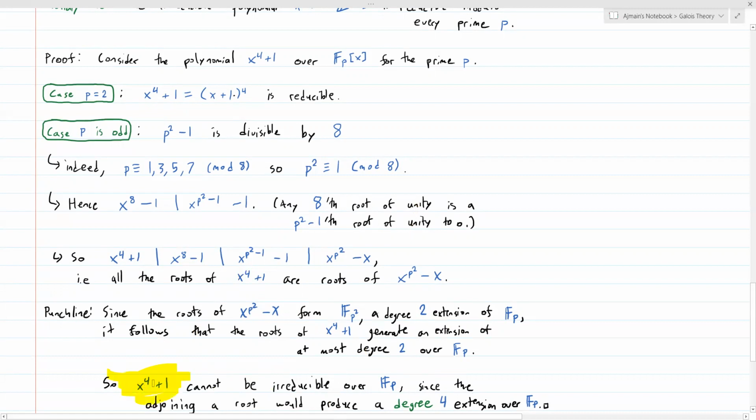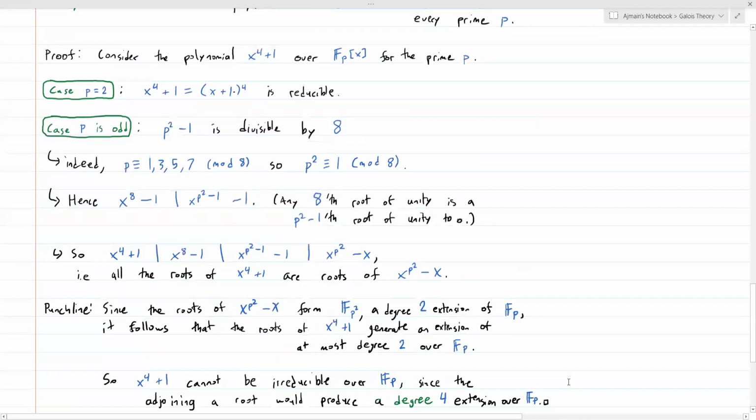So in this case, if it were irreducible, the degree of the extension would have to be the degree of this irreducible polynomial, which is 4. But we just showed that if you adjoin all of the roots, not even just one, you would get a degree of at most 2. So this guy cannot be irreducible. So that's the contradiction.